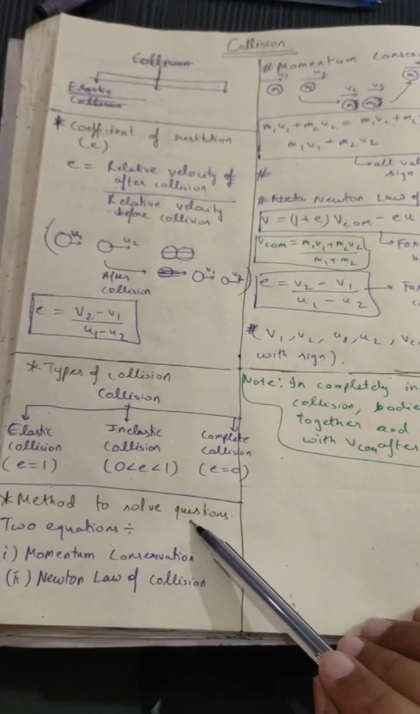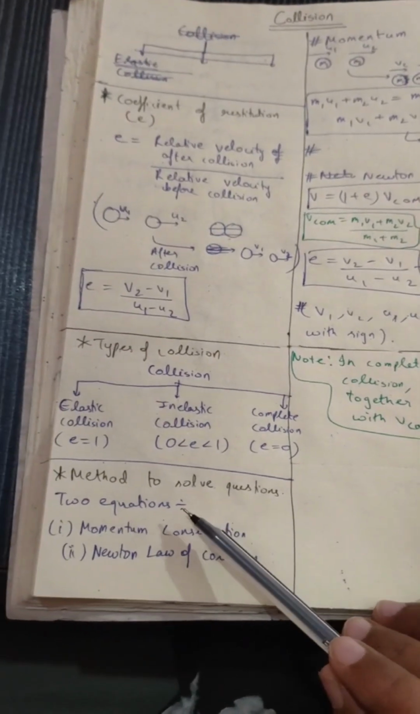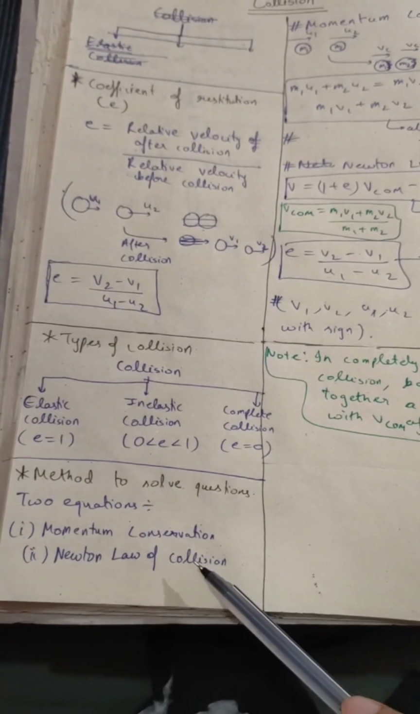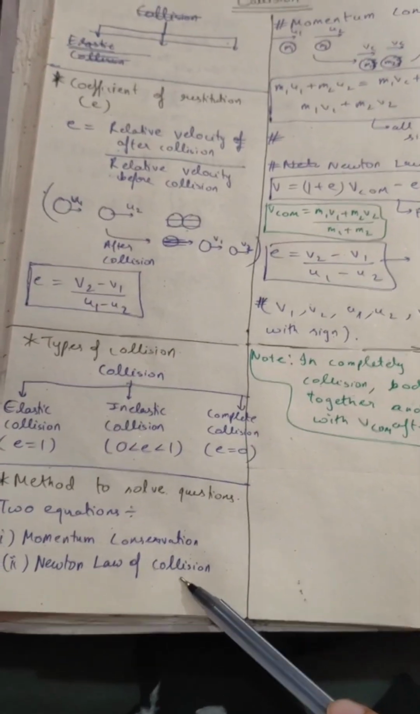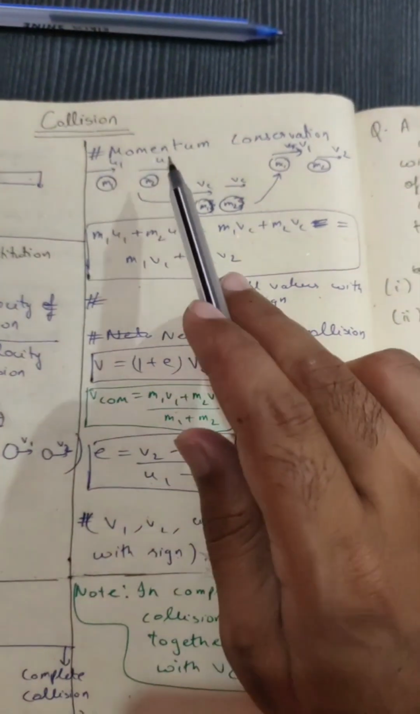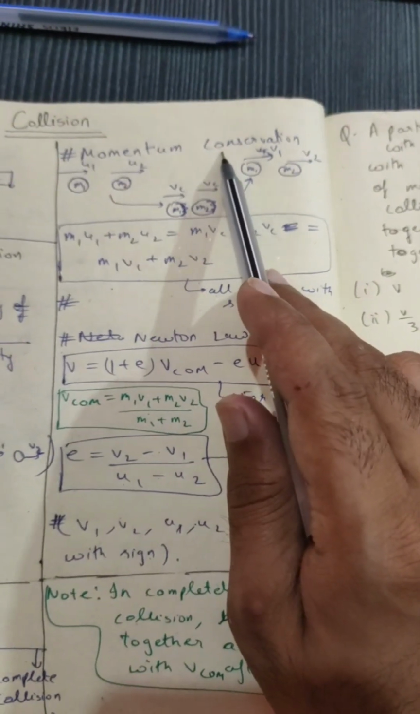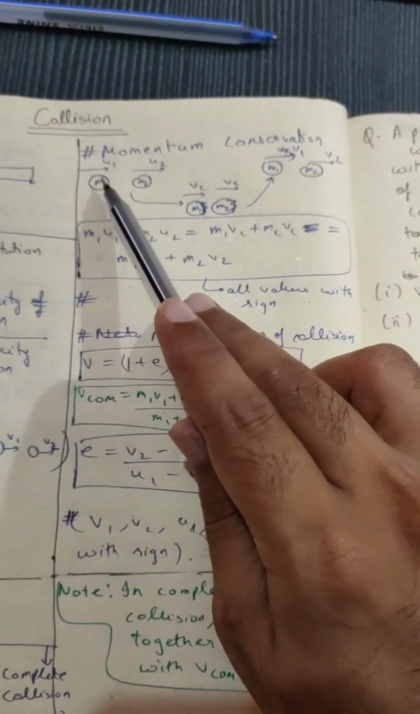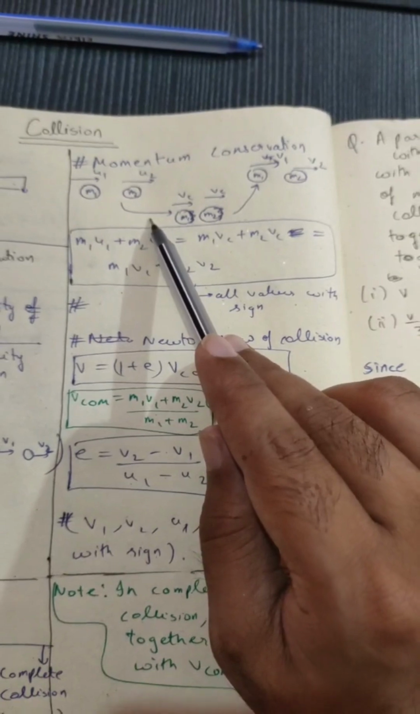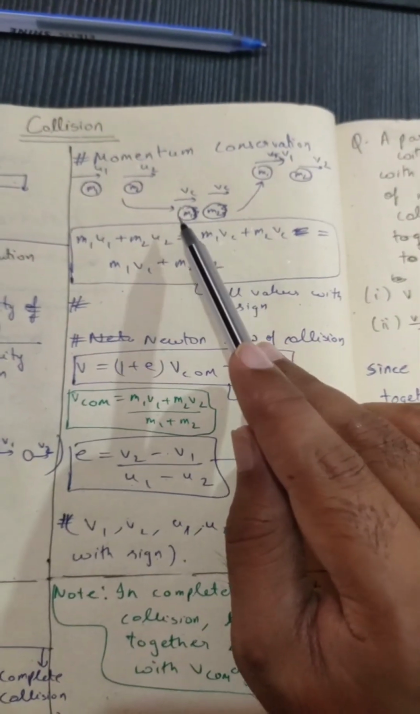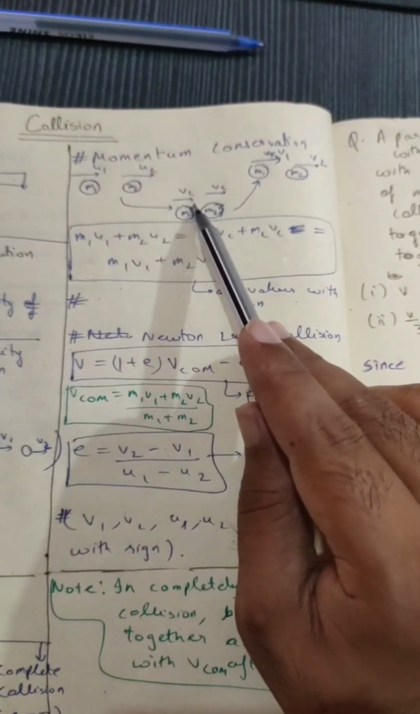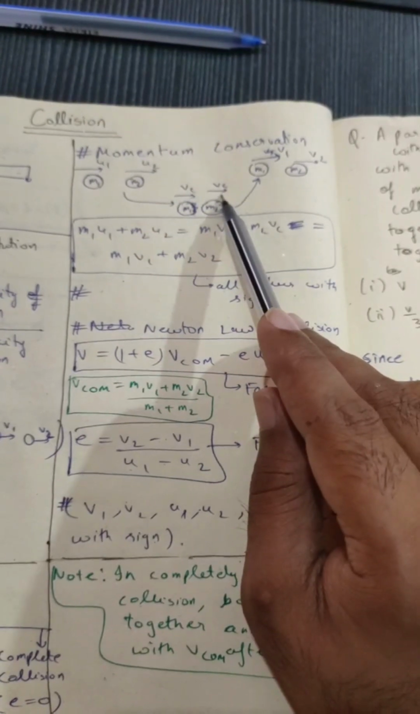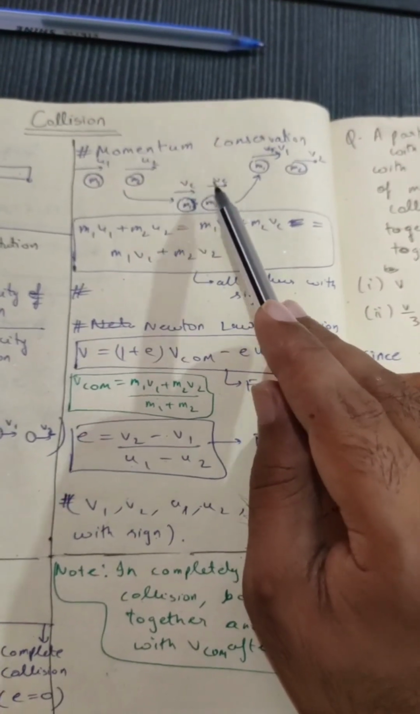So what are the methods to solve questions? To solve the questions of collision, we use two equations. One is the momentum conservation equation and the second is Newton's law of collision. The first equation is momentum conservation. It says that if we have two balls m1 and m2 with velocities u1 and u2, after the collision they get a bit deformed, and during the collision m1 and m2 both have the same velocity. It is very important to remember that both have the same velocity, which is known as VC, the velocity of collision.